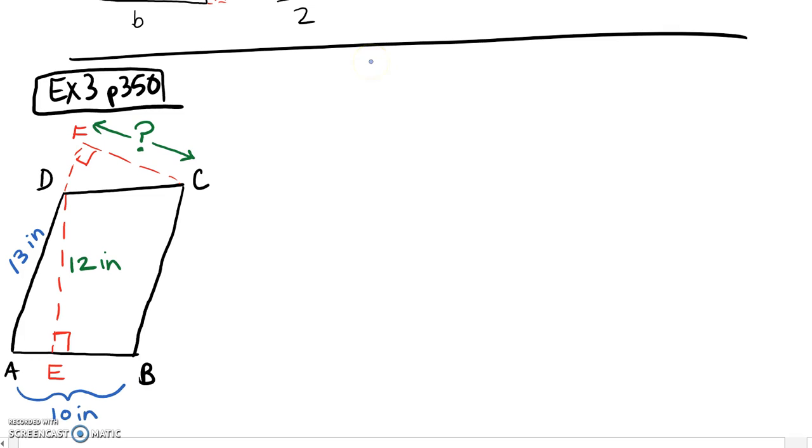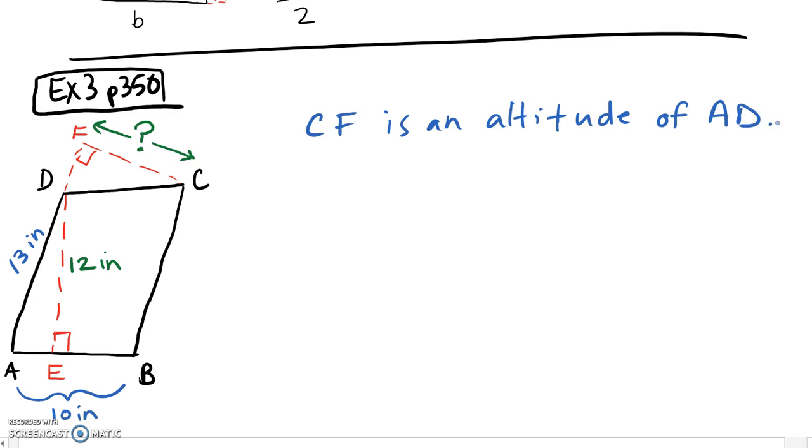So you should notice that CF is an altitude of AD. CF, so I'm talking up here, and AD, those sides go together. They're perpendicular to each other. CF is an altitude of AD. They should really have little lines above them.